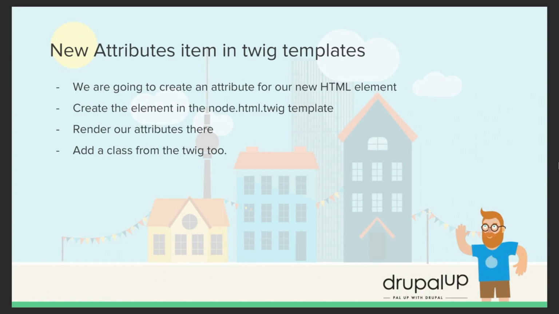In this video, we're going to be adding new attributes items in Twig templates. We're going to create an attribute from our new HTML element in the node preprocess function. We're going to create the element in the node HTML Twig template, and we're going to render the attributes and also add an additional class from our Twig template.